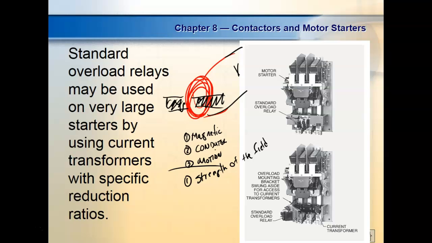Standard overload relays may be used on a very large starter by using a current transformer. A lot of people call them CTs, which have specific reduction ratios. So over here we might have 500 amps, and then over here we might get 2 volts for 500 amps, and then it's up to whatever's taking that output voltage to determine what the actual current is supposed to be.